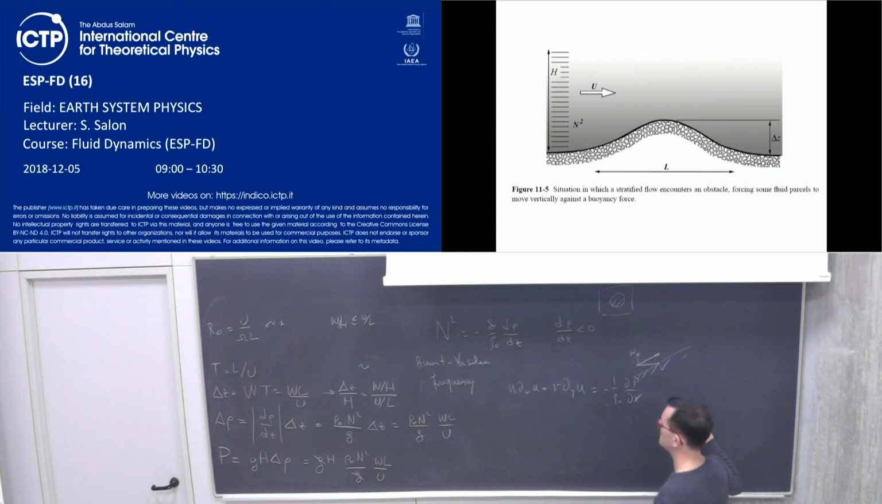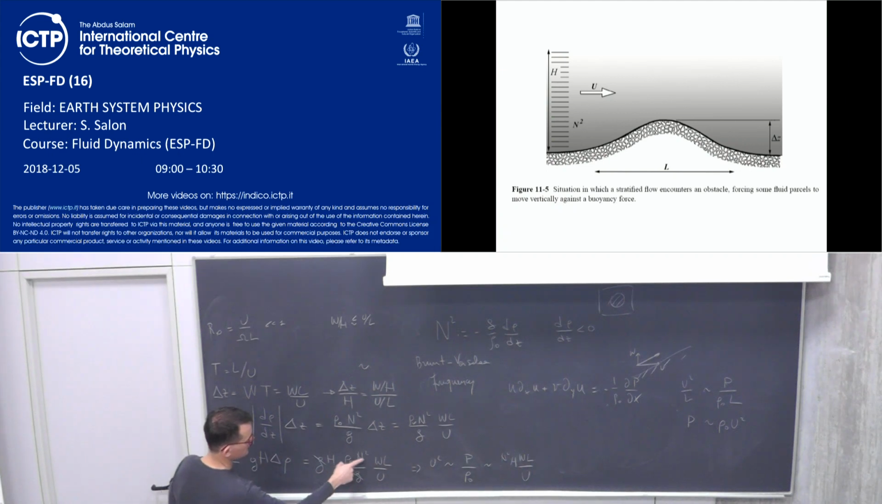So how does it scale? It scales like U squared over L and P over rho 0 L. So from this we can find a scale for P, which is rho 0 U squared. From this, we can find that U squared scales like P over rho 0, which scales like N squared W L over U times H. So this is P, H rho 0 N squared W L over U, divided by rho 0, and I just obtained H N squared W L over U.